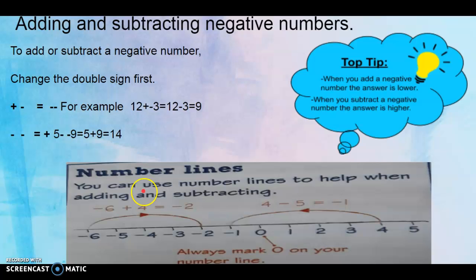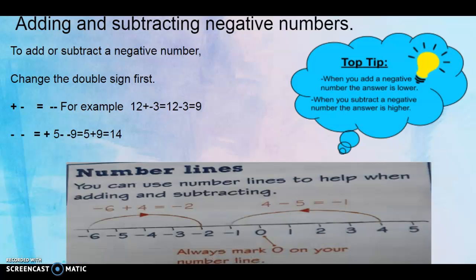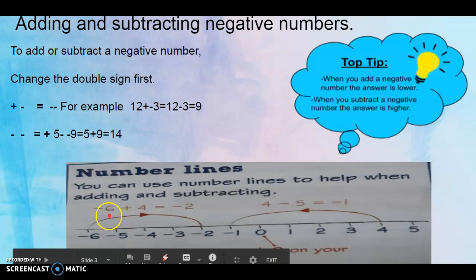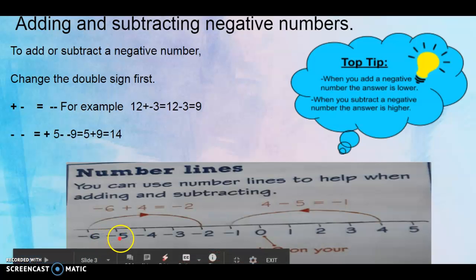A number line is very useful, especially for beginners. However, as your skills begin to develop, you might find it quicker to work out the question mentally. For example, if the question is minus 6 plus 4, let's make a number line. Our positive numbers and negative numbers. The question is minus 6 plus 4. Start at minus 6 and count 4 places to the right. 1, 2, 3, 4. So the answer is minus 2.